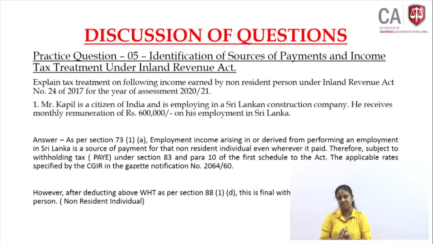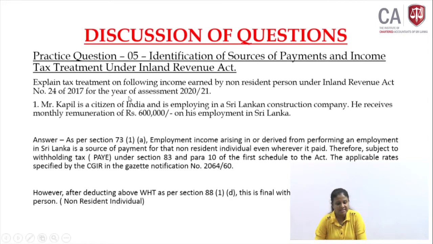Very small questions, but we will see how to identify the source of payment and what is the applicable income tax rate. Those are the two angles we are going to look at. Now you know about the source of payment under section 73. Secondly, you know the withholding tax rate applicable under the Inland Revenue Act. Then how are you going to amalgamate these two and write a good answer? That's the point. I am going a little bit slow because this type of question is tested in your examination.